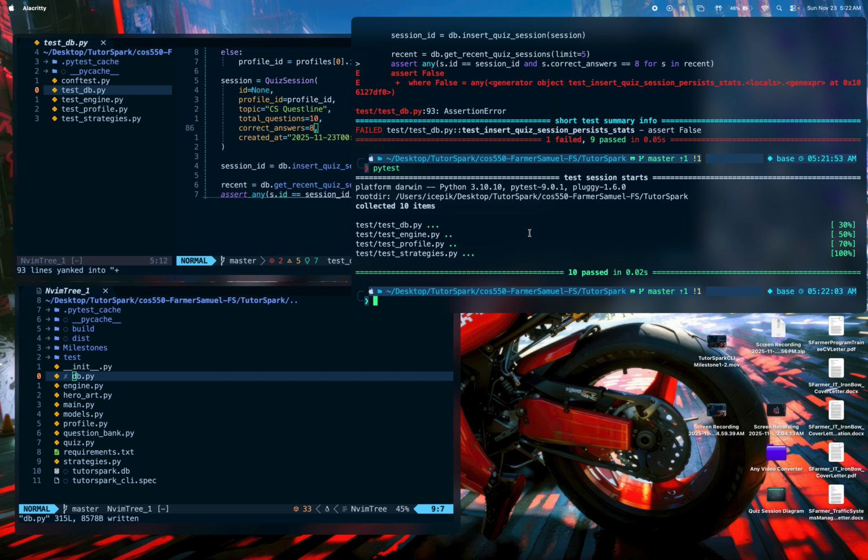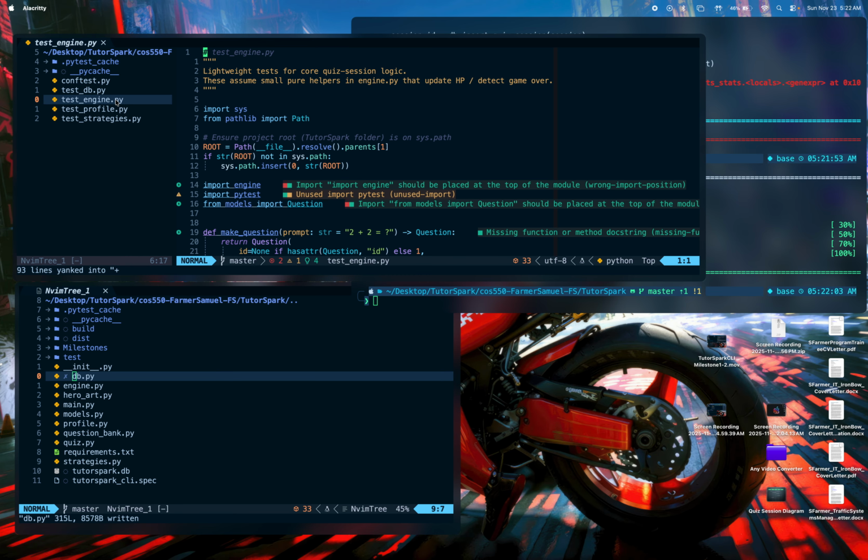So, our next one. We restored our commit there. Let's look at our test_engine.py, which focuses on the small, pure functions from our quiz engine. One test checks that given a sample question, my evaluate answer helper correctly identifies right versus wrong answers and updates HP as expected.